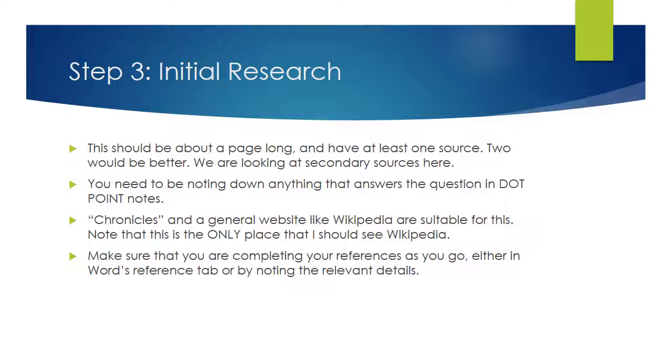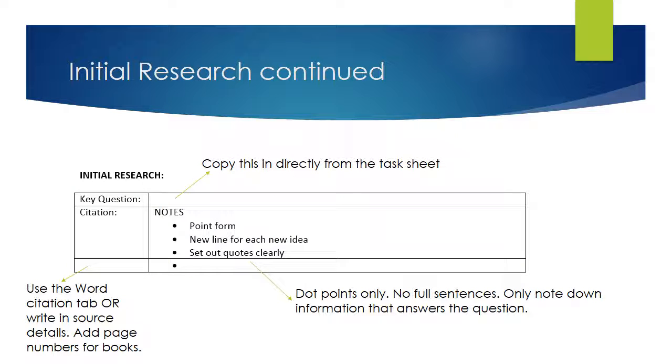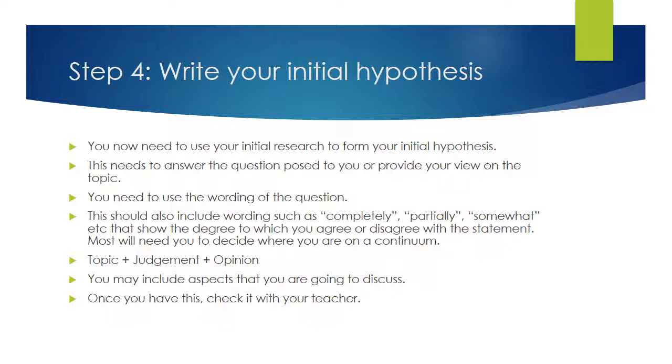Make sure you complete references as you go, either in the Word reference tab or by writing down the relevant information. So this is an example of the initial research section. You will need to have the key question up the top, your citation information, either from the Word citation tab or the source details. If you're not sure how to use Word citation, come and see me. And dot points in the section for notes, noting down what answers your question.